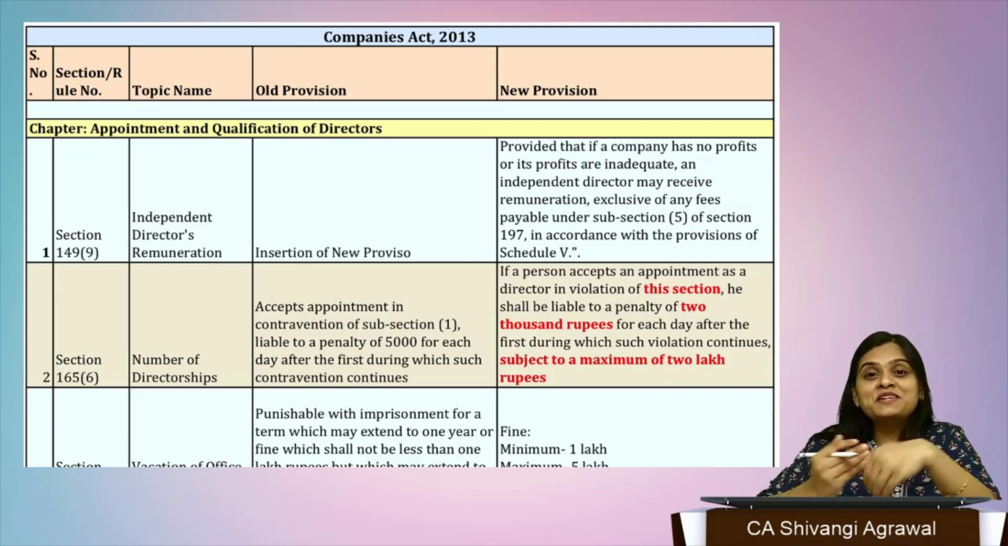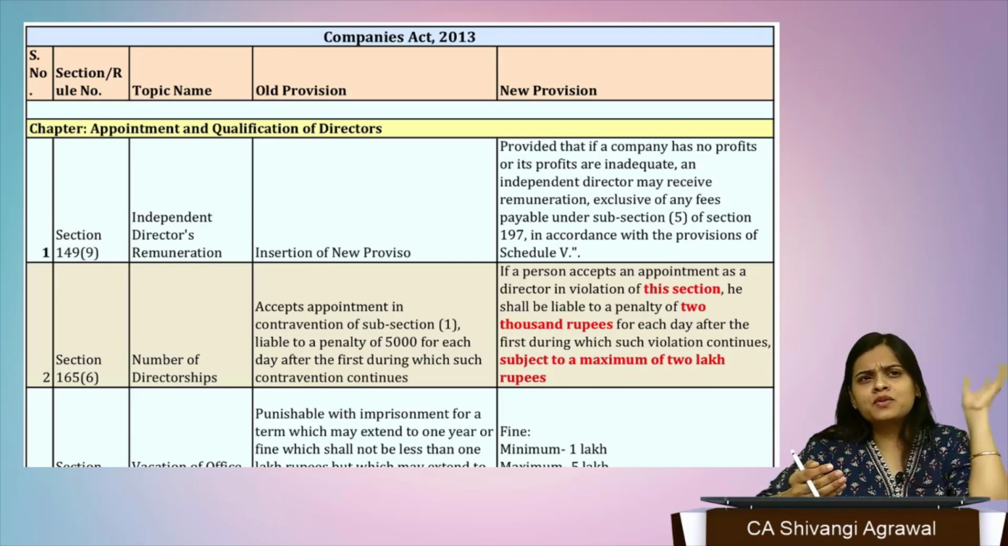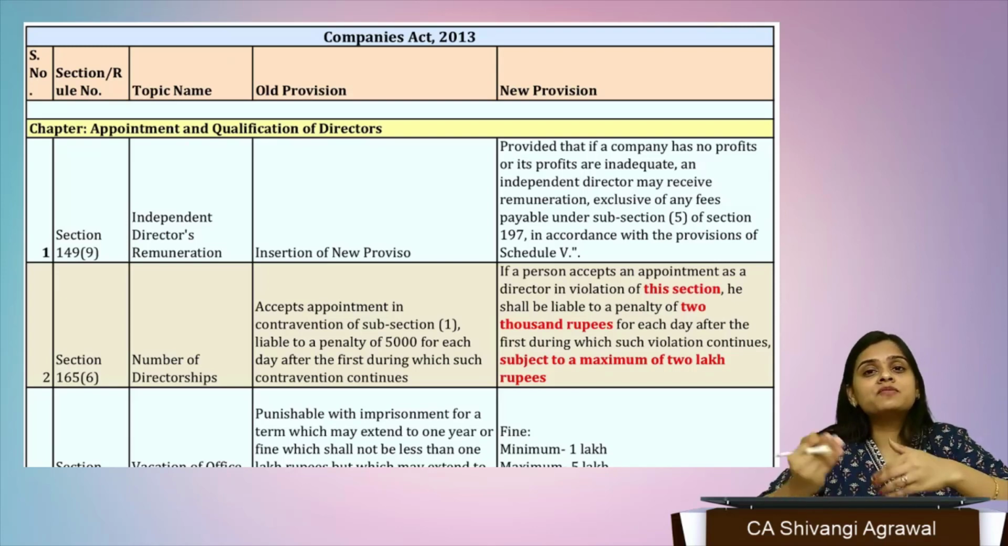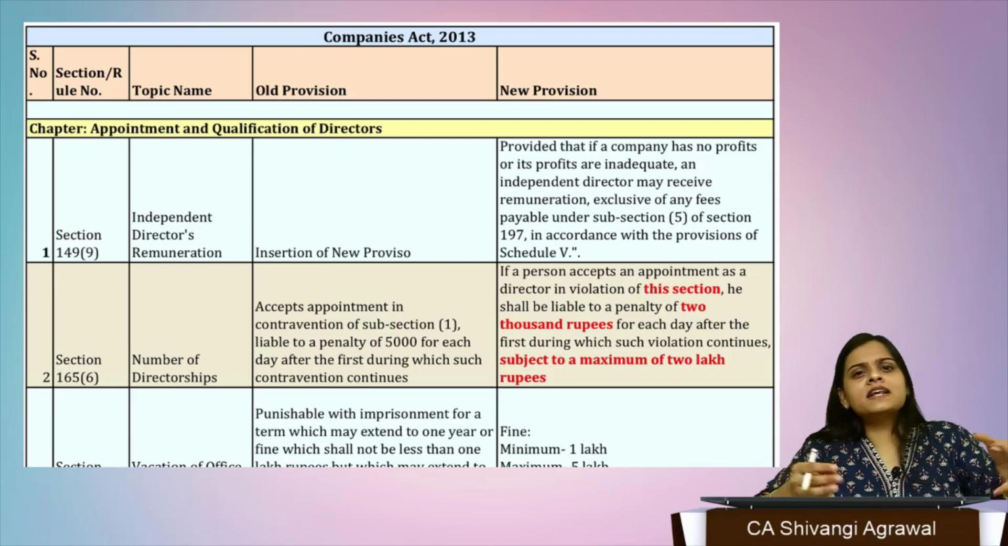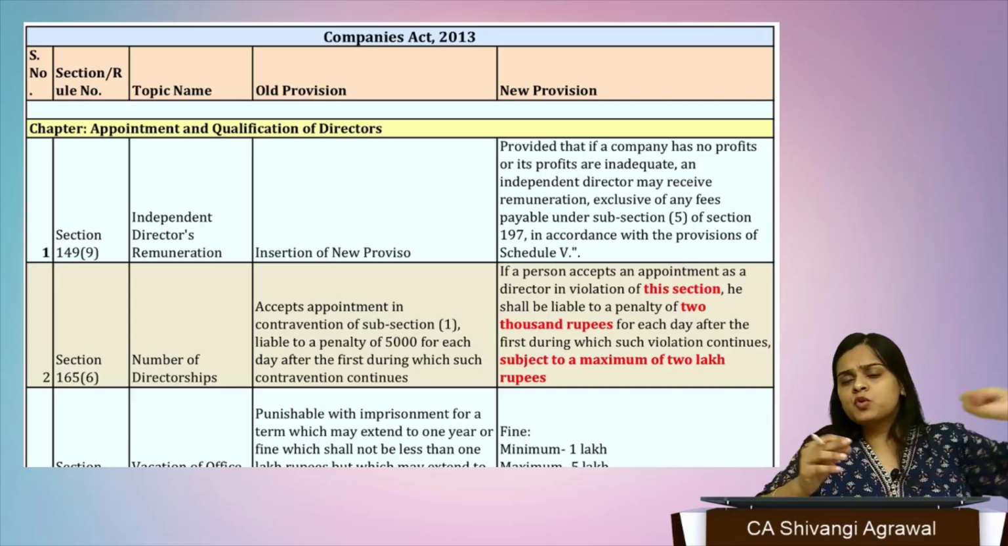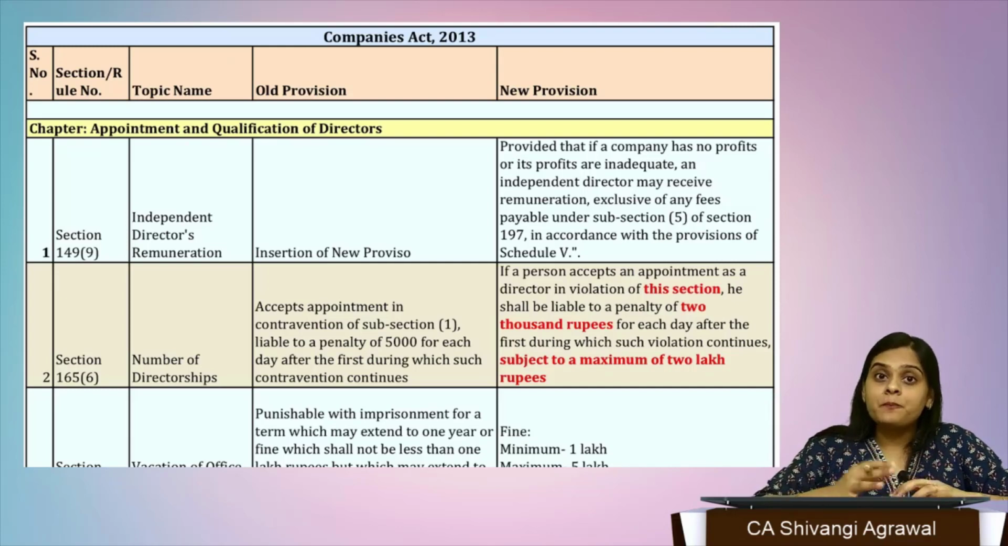Apart from that, the major change which has been introduced in the whole of the Companies Act, whether you're talking about CA Inter level or CA Final level, is the change of penalty and fines. The fine has been substituted with penalty, or the penalties have been revised, or imprisonment has been omitted. These are the changes majorly that you'll find over here.